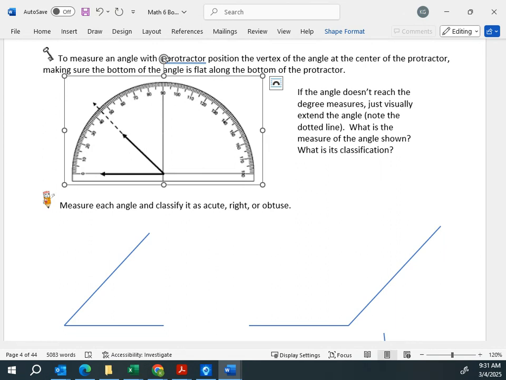Let's look at this angle first up here. Line up your protractor. You want to make sure the bottom of the angle is flat along the bottom of the protractor. So when you see that line on that bottom part of your protractor, line that line up with this bottom part of the angle. Yes, Carol?